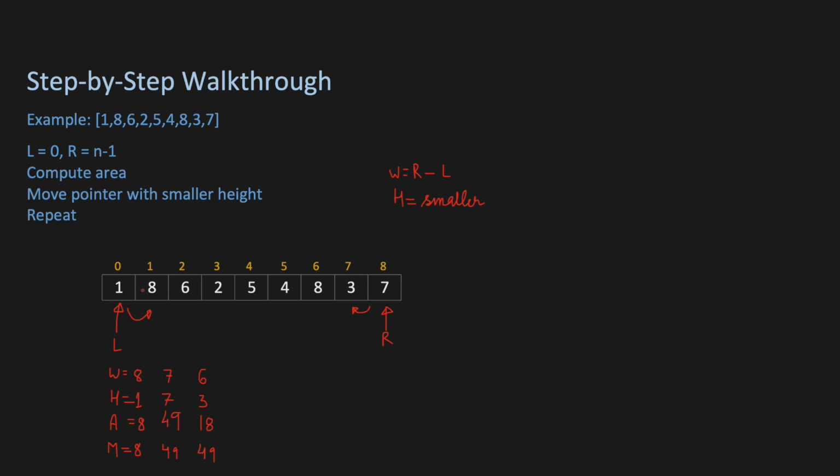Now R is again smaller than L, so the R pointer will move backward. Width will be 6 minus 1, 5. Height will be 8.